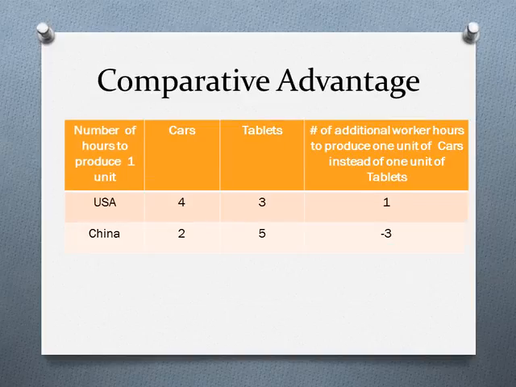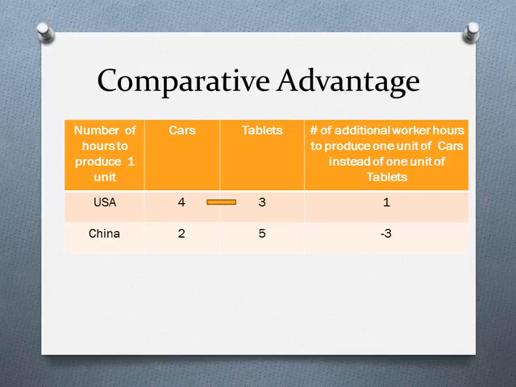All right, and so then with comparative advantage, we're just going to compare these two products between the US and China. So we have cars and tablets. It takes the US 4 hours to produce a car and China 2. And then it takes the US 3 to produce a tablet and China 5 to produce a tablet.